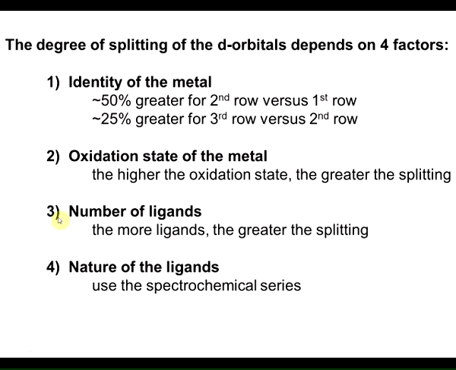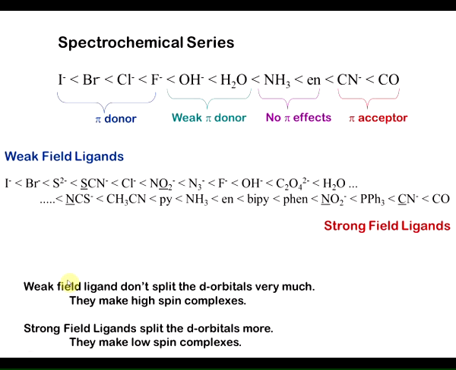Okay. Now, it's not just the number of ligands, it's also the nature of the ligands. So different types of ligands split the d orbitals differently. And this is where we use the spectrochemical series. Now, the spectrochemical series was experimentally determined. They just made a bunch of complexes using a similar metal center, similar oxidation state, and just varied the ligands to see how that affected the d orbital splitting.